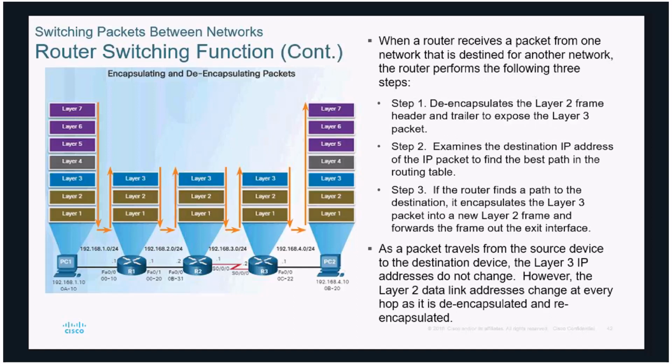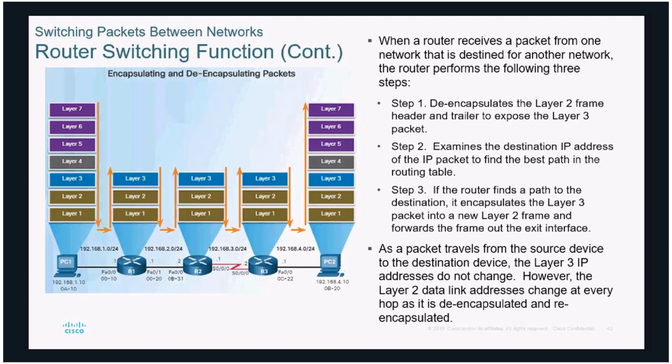When a router receives a packet from one network destined for another network, it performs 3 steps. Step 1: De-encapsulate the layer 2 frame header and trailer to expose the layer 3 packet. Step 2: Examine the destination IP address of the IP packet to find the best path. Step 3: If it finds a path to the destination, it encapsulates the layer 3 packet into a new layer 2 frame and forwards the frame out the exit interface.